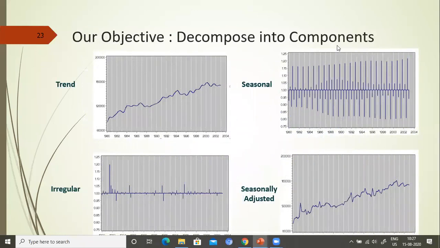Through classical decomposition, what we are trying to do is make sense of the data. The first thing we observed was that there is no cyclicity in the data. So what do we have left? We've got trend in the data, we've got seasonality in the data, and of course, we will have some randomness in the data. Now, once we look at the pure trend in the data, this is what it will look like.